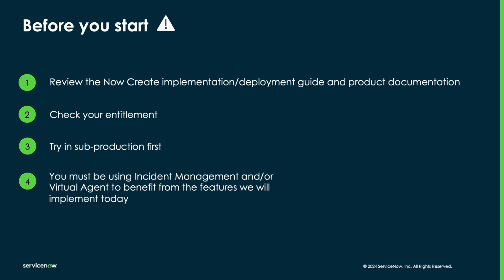Number 2. Check your entitlement. Work with your account team within ServiceNow to ensure you have the Pro Plus entitlement, which gives you the ability to use the Now Assist capabilities. Number 3, it's always best practice to try these concepts in sub-production first. Try implementing the things that we're teaching you today in a sub-production environment with some of your data and see how it works for you before progressing to production.